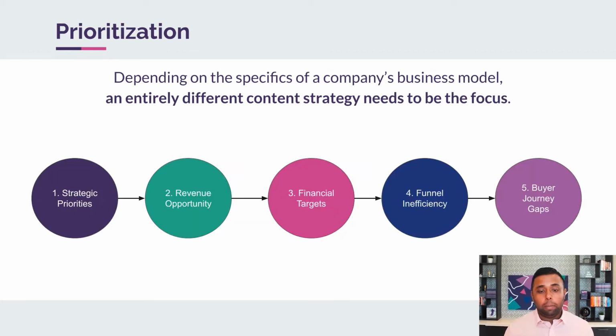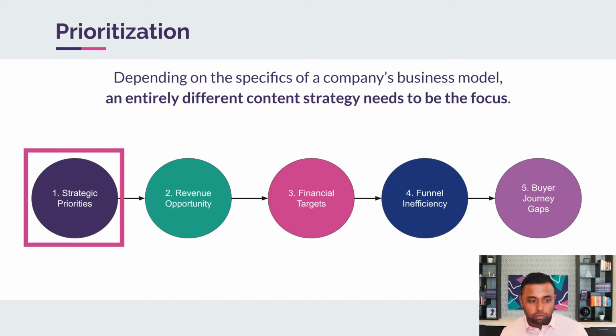And so the method for prioritization is to look at it through 5 steps. Number 1 is starting with the strategic priorities for the business and understanding what are those levers and what is being discussed at the management meetings or at the board level. Number 2 is looking at the revenue opportunity inside those levers. And number 3 is connecting that to the financial targets that we have for the business. 4 is the funnel efficiency that we have and where are the biggest opportunity areas there. And then 5 is the overall buyer journey gaps. All of these items are inputs that help us figure out what is the right content roadmap for our particular function. So let's start with number 1 here.